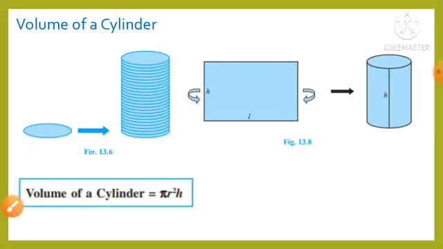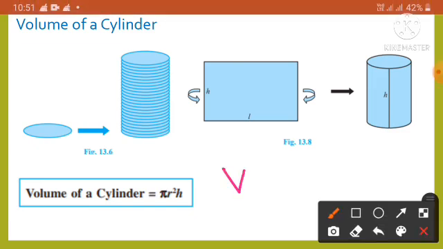Next, volume of the cylinder. Just as the cuboid is built up with rectangles of the same size, we have seen that a right circular cylinder can be built up using circles of the same size. So using the same argument as for a cuboid, we can see that the volume of the cylinder can be obtained as V equal to pi r square h.